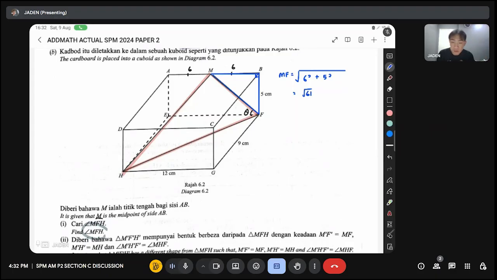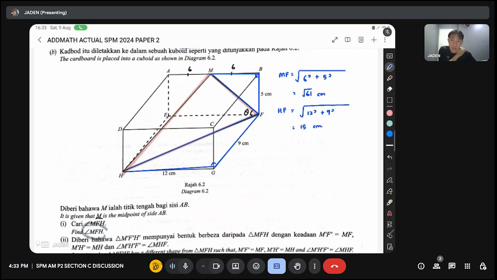And then we're going to proceed with the next one, HF. HF is the same scenario. You see, if I underline this, followed by FG and H to G, this is actually a right angle triangle here. So we can do square root of 12 squared plus 9 squared. And then you will get an answer, which is 15. You're going to get 15 in cm.